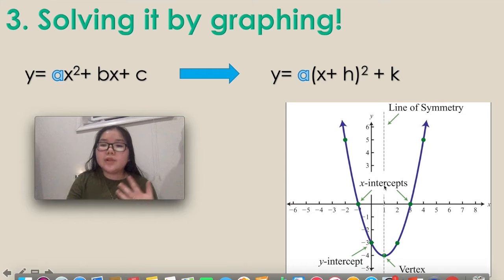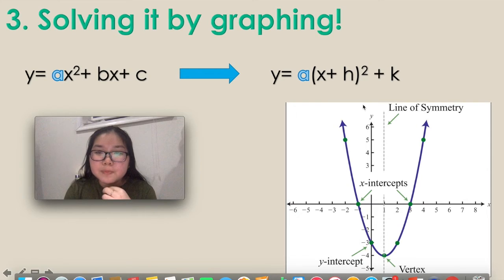If you look at the graph here, you will see the x-intercepts. As I told you, the x-intercepts are actually the two solutions of your quadratic equation. Why? Because when you solve a quadratic equation, you set the equation equal to 0. So if y equals 0, then the solution that you find from that quadratic equation is the x-intercept. And the y-intercept is when your x equals 0.